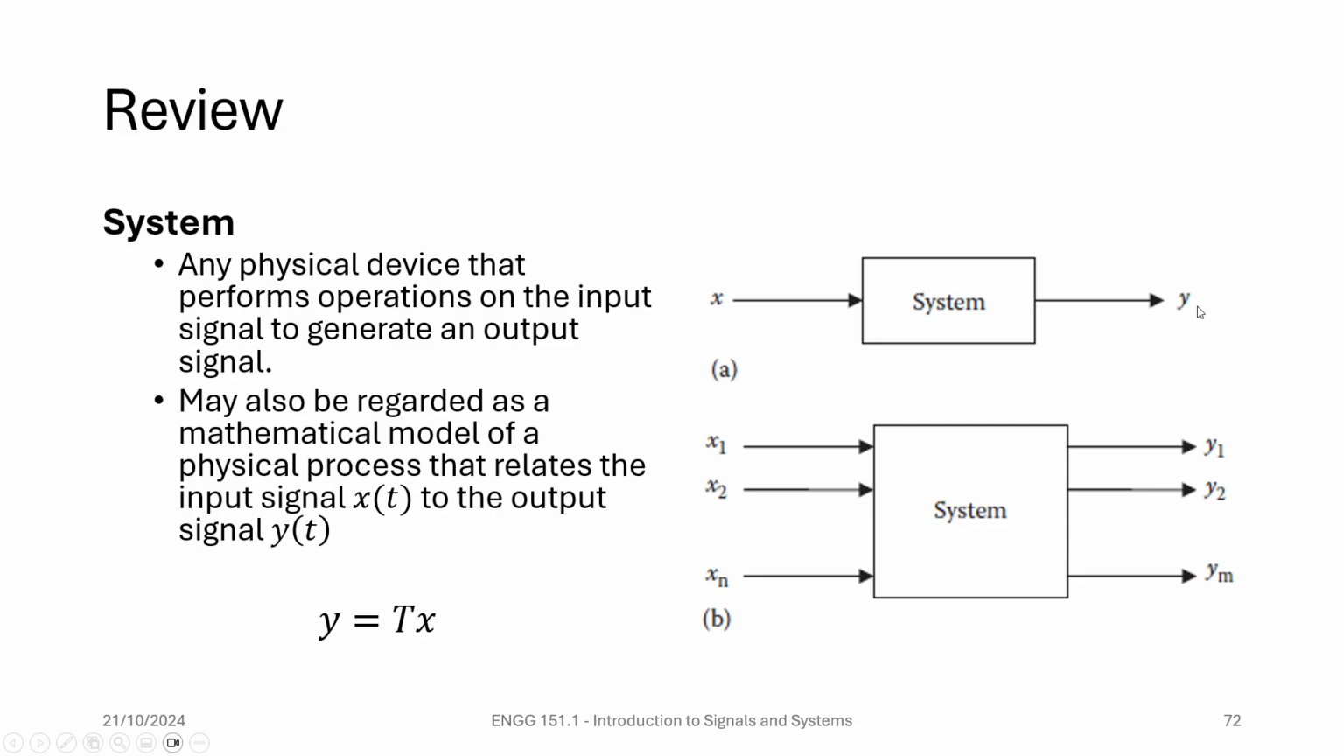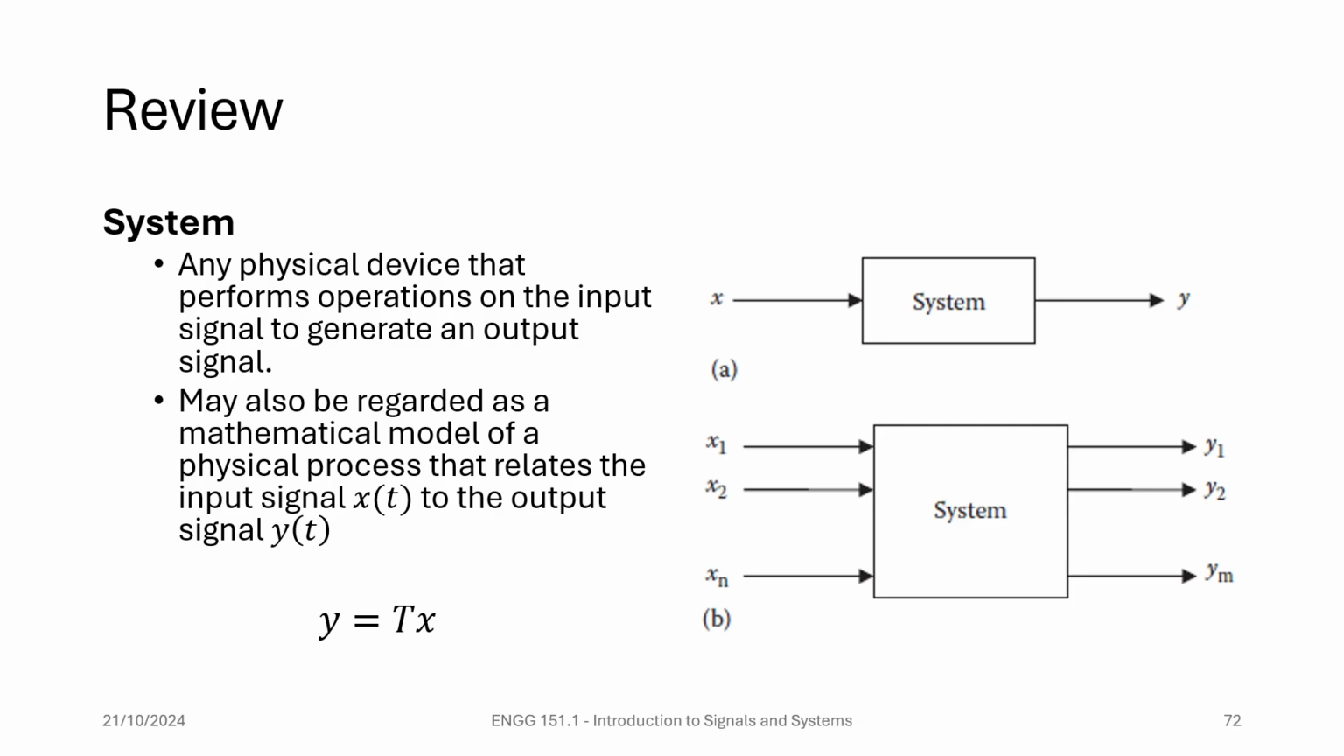This could be X of t if it is a CT signal and X of n if it is a DT signal. This also may be regarded as a mathematical model of a physical process that relates the input signal to the output signal. It is easier for us to perform the operation indicated by the system if it is in a mathematical model because it's direct to the point. Let's say for example, amplitude scaling, it's just multiplied. If it is shifted up or down, it is just added to the amplitude. If time shifted, it is inside the time variable.